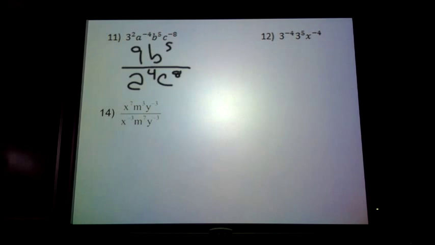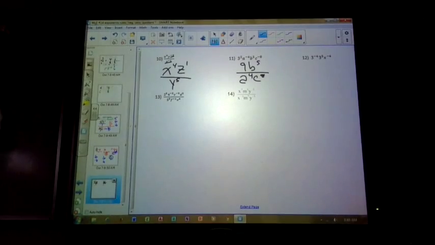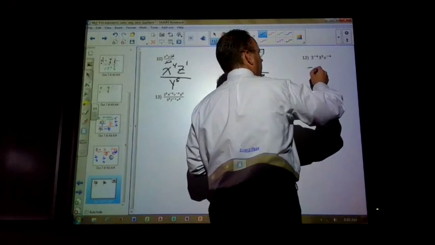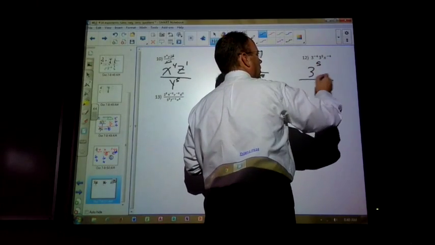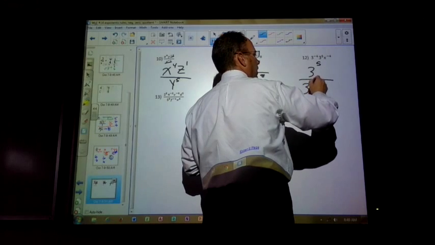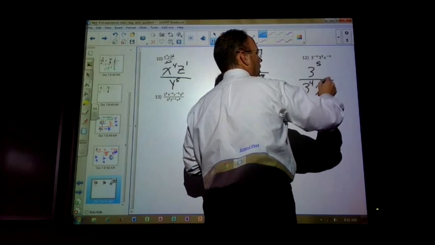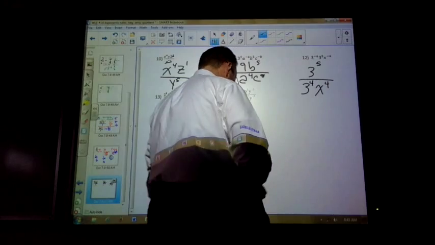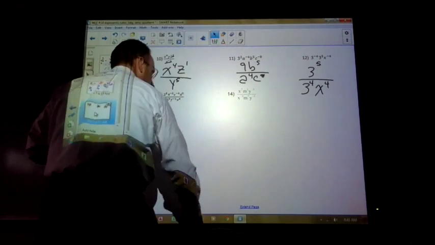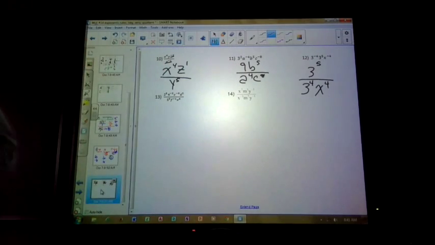3 to the negative 4 is going to move down. 3 to the 5th stays up. X to the negative 4 comes down here too. So 3 to the 5th is staying upstairs, 3 to the negative 4 comes down here, x to the negative 4 comes down here. I have a base of 3 on top and a base of 3 on bottom. Agreed?